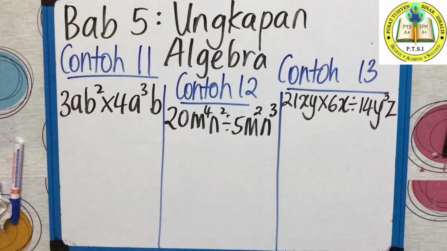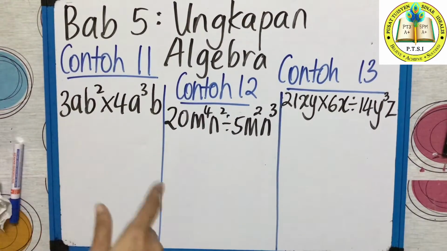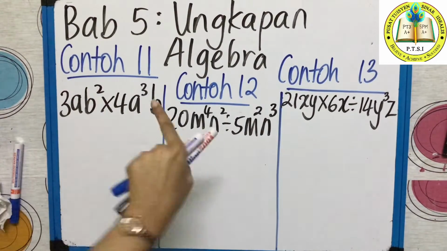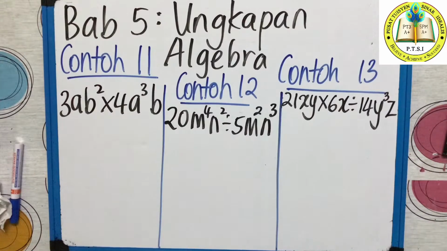Class, now teacher going to explain the ending of chapter 5, ungkapan algebra. So, tadi cikgu sudah pun ulang kaji, tambah ungkapan algebra, tolak ungkapan algebra. Sekarang kita akan belajar, cikgu akan ajar darab dan bahagi ungkapan algebra. Okay, you see the example 11 times. Darab, multiplication. So, actually times and divide is very easy.